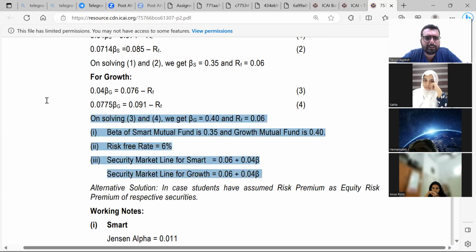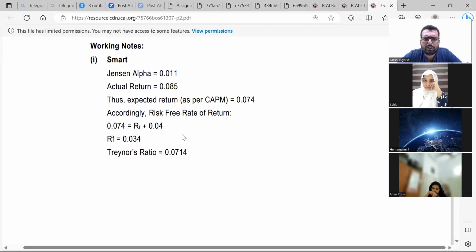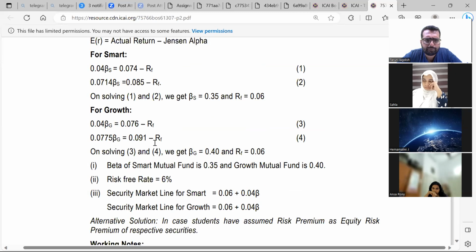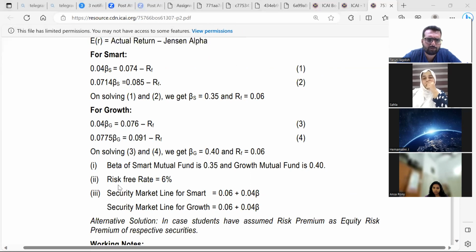Amazing problem, friends. May 23, I haven't solved this part as of now, but I think you can just check this one and do it. The final answer they have got is beta is 0.4 and RF is 0.06. How many of you got that answer correct? Did anyone get it right? Please send me a message in the chat box. It's a very good question. I'll do it in the marathon for sure.